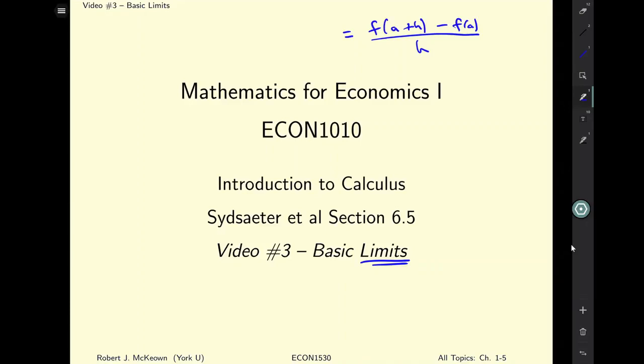So I'm going to start off by giving you an analogy of how I want you to think about limits, and we'll do some examples together, and then at the end we'll formalize the rules for working with limits.